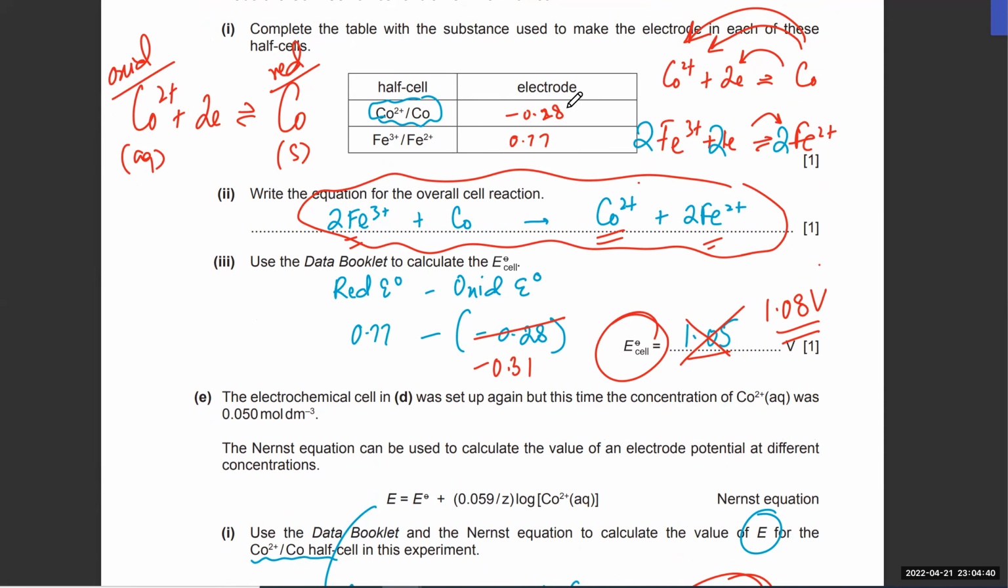You're going to use that. You can't apply the Nernst equation on the overall equation. You're going to take that value, plug it in this equation over here, and then you'll find out what will happen to the E0 cell. Will it become positive or will it become negative? Okay.